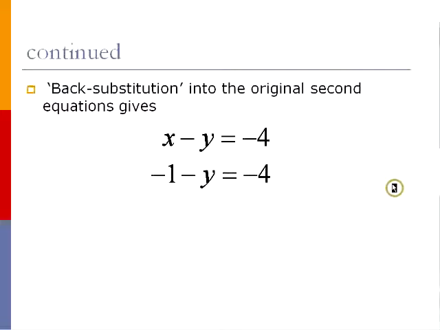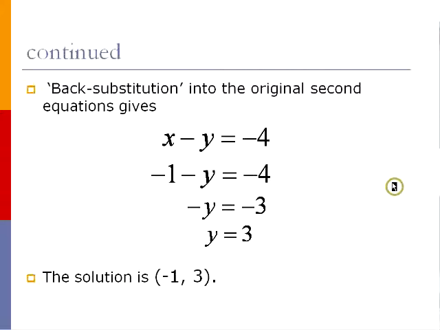Substituting negative 1 for the x, we have negative x minus y equals negative 4. Adding 1 to both sides, we get the opposite of y equals negative 3. Multiplying both sides by negative 1, we get y equals 3. This gives us our final solution of the ordered pair negative 1, 3.